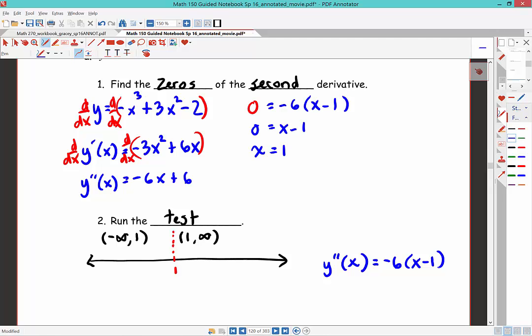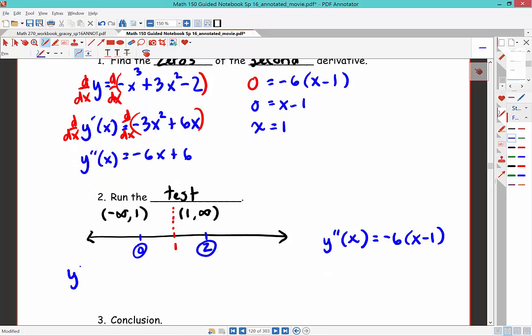So what should we test in these intervals? How about 0 and 2? Does that sound good to you? Awesome. All right. So here, y double prime at 0 will be negative 6 times 0 minus 1, which is positive 6, right? So which is greater than 0. So we get a positive here.